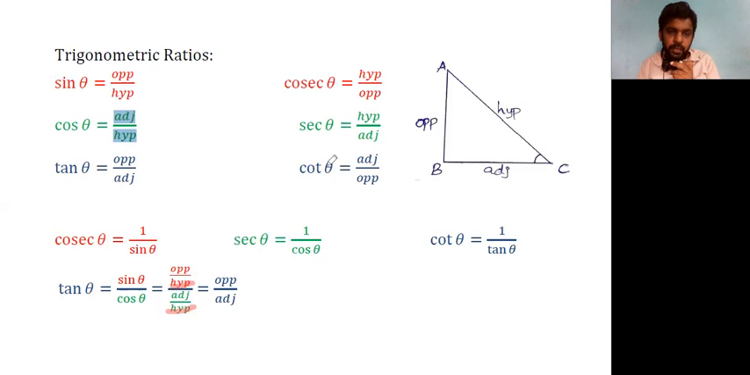So similarly, you can say cot theta is equal to cos theta by sin theta, which is reciprocal of tan theta. Again, you can have cos theta by sin theta as adjacent by hypotenuse divided by opposite by hypotenuse. Again, both the hypotenuse get cancelled. You will have adjacent divided by opposite, which is cot theta.